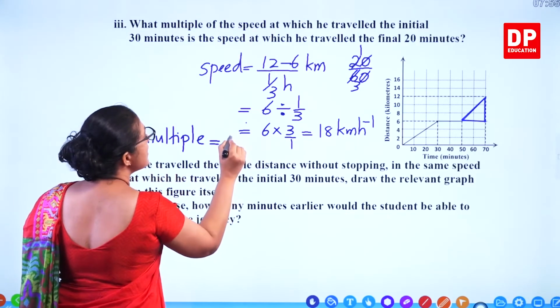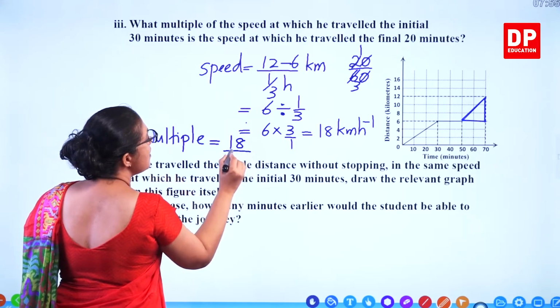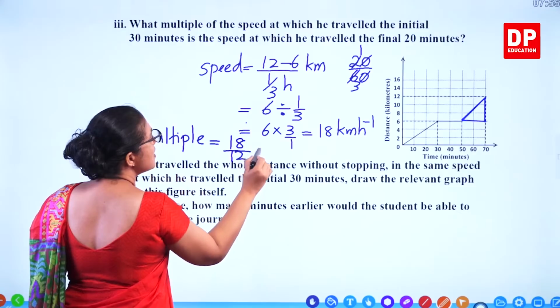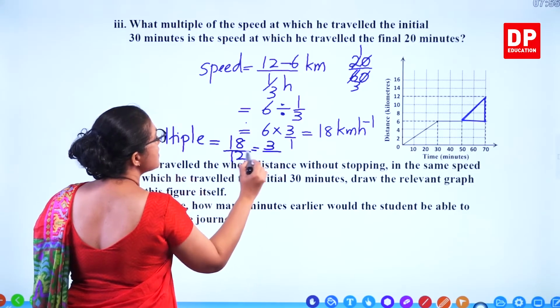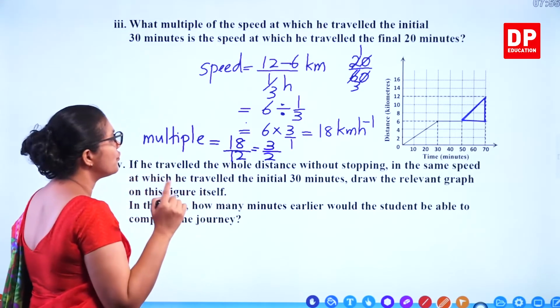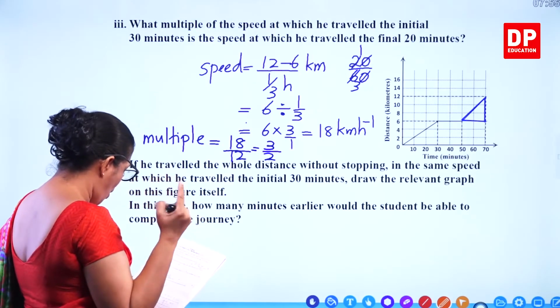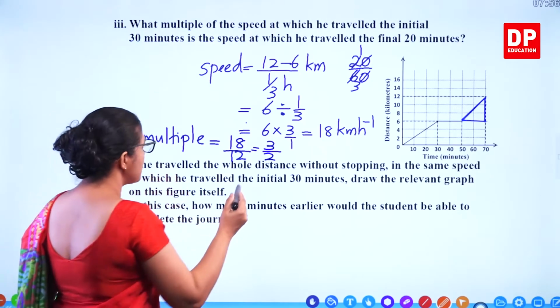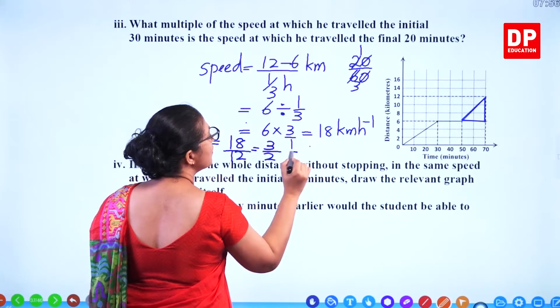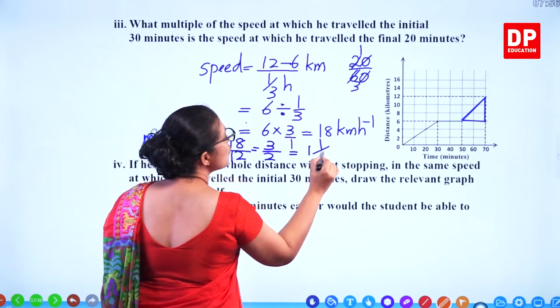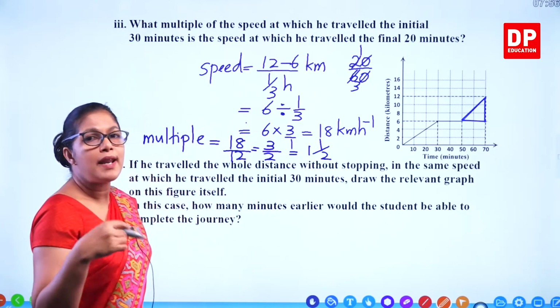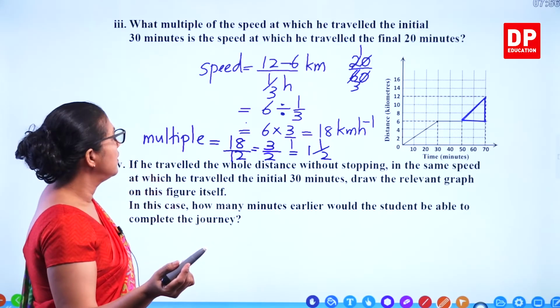Multiple is 18 and earlier 12. 6 times 3, 6 times 2. So 3/2, or you can write as 1.5. So what's the multiple? 1.5 times bigger.